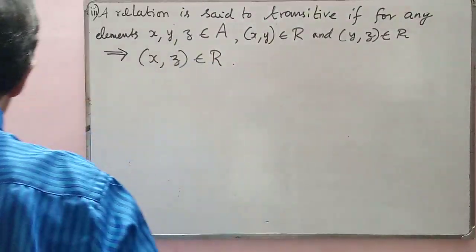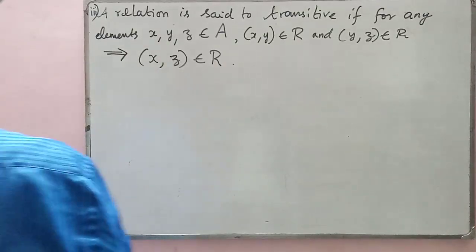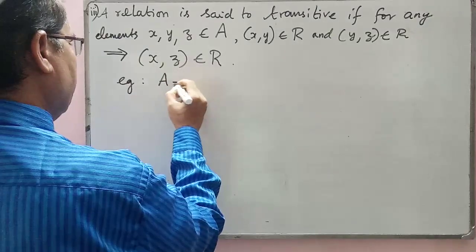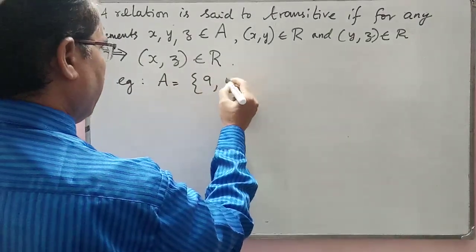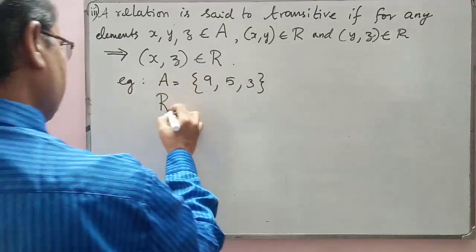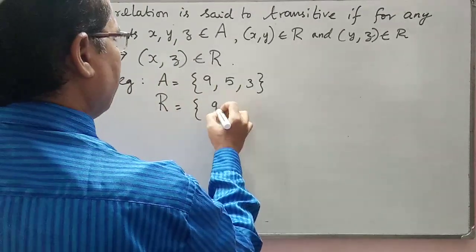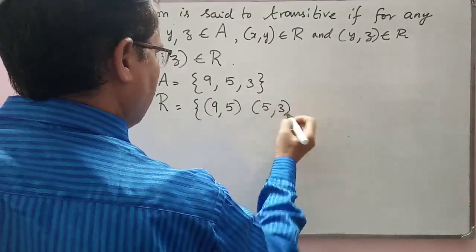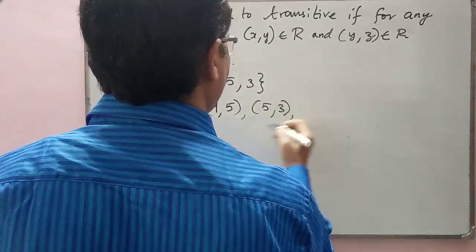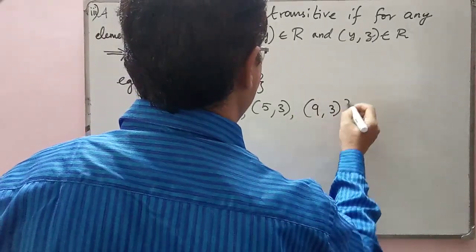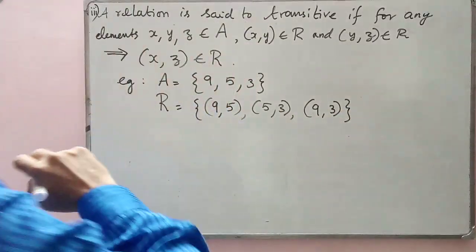Take for example, I have taken a set A with 9, 5 and 3. Okay children, I defined a relation R. 9 comma 5 is there, 5 comma 3 is there, then I have 9 comma 3. So R has 9 comma 5, 5 comma 3, 9 comma 3.